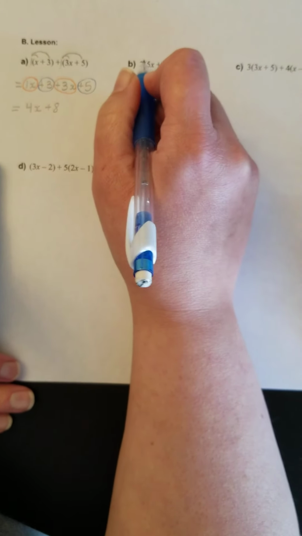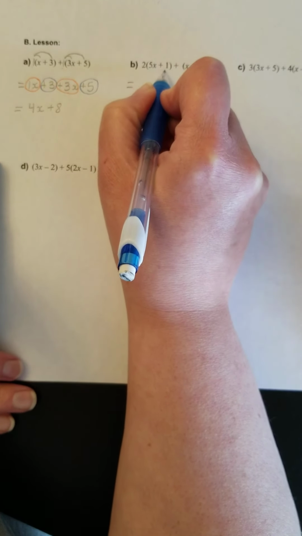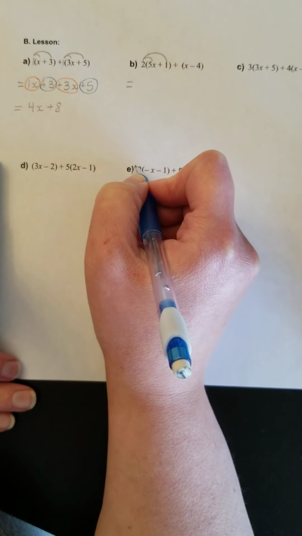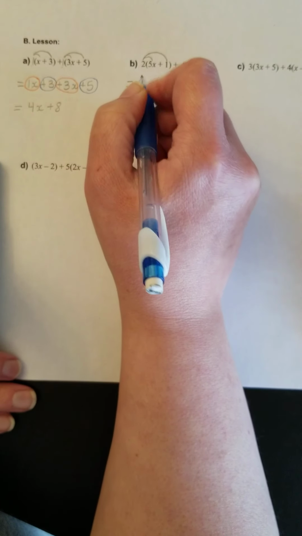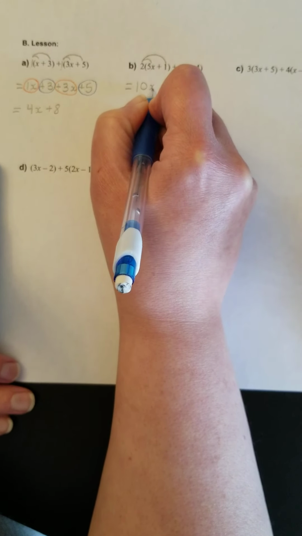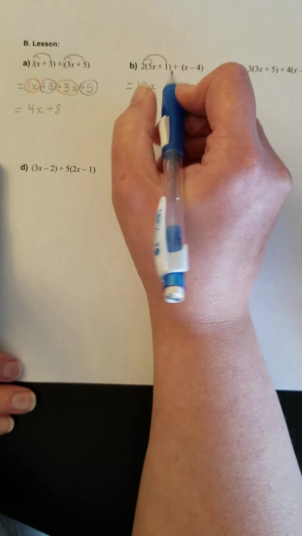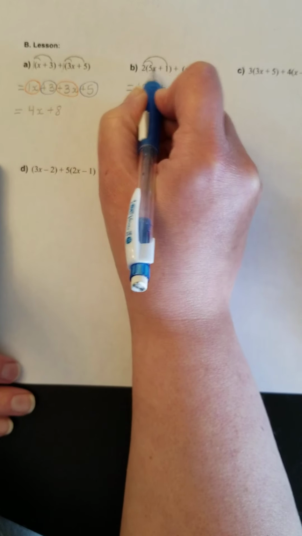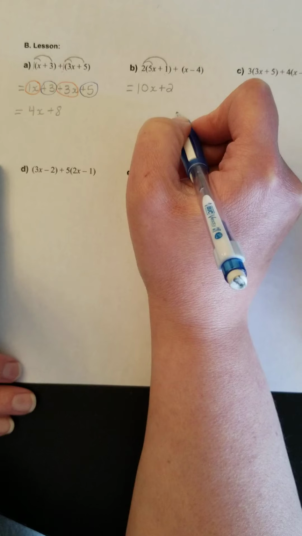The next one, now I have a 2 in front of a bracket. I have 2 times 5x plus 1. So I'm going to distribute the 2 into that first bracket. So 2 times 5x, positive and positive, so my answer is positive. 2 times 5 is 10, and it has an x. Then 2 times positive 1, positive and positive makes a positive. 2 times 1 is 2, and there's no x's with those, so it's just the number.